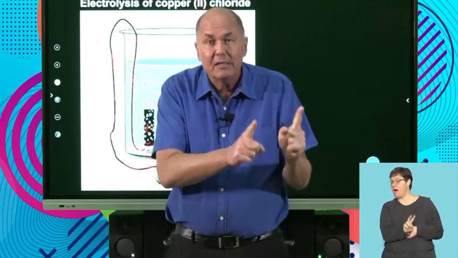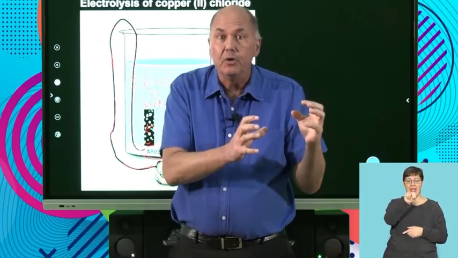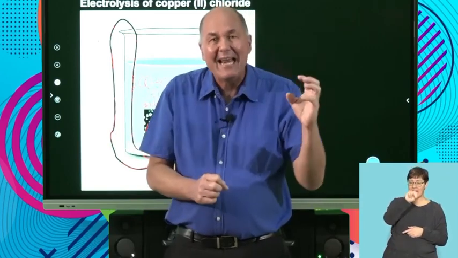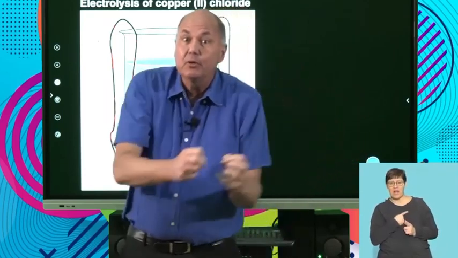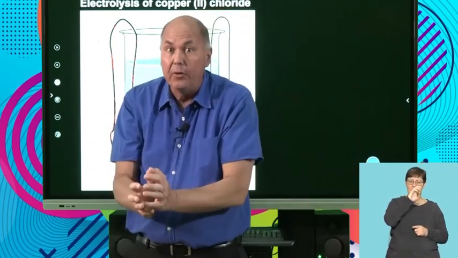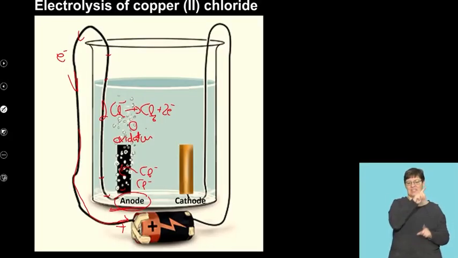And I want you to notice something else. The chloride ion is an anion. So chloride ion is an anion. It gets pulled towards the anode. So that's how we know that we were right in saying this is the anode where oxidation is taking place.